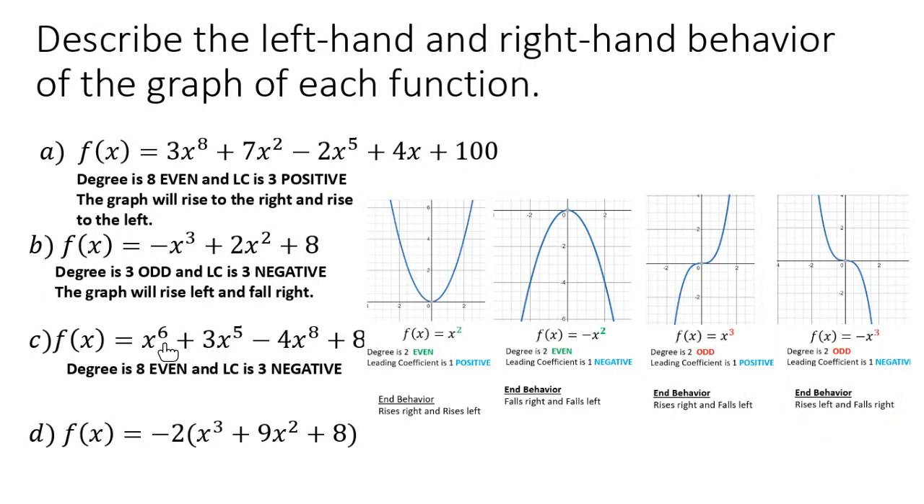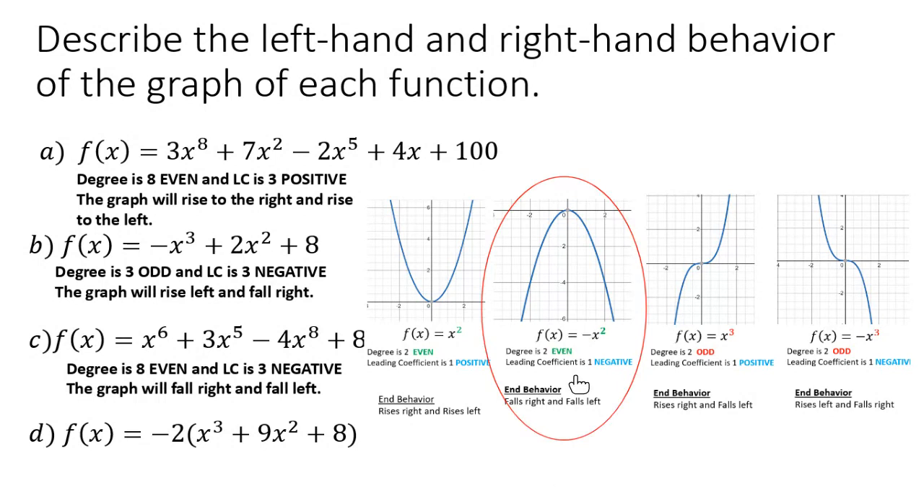So here we can see that the degree, if some of you put 6, then it would be incorrect, right? Because your degree is not always the first term. It's going to be the highest exponent, in this case 8. And the leading coefficient is not the first term. In this case, it's going to be a -4. So ignore my 3 here. It should be -4. Okay, so this graph is going to behave as this one here. So we would say that the graph falls to the right and falls to the left. Any questions on letter C?